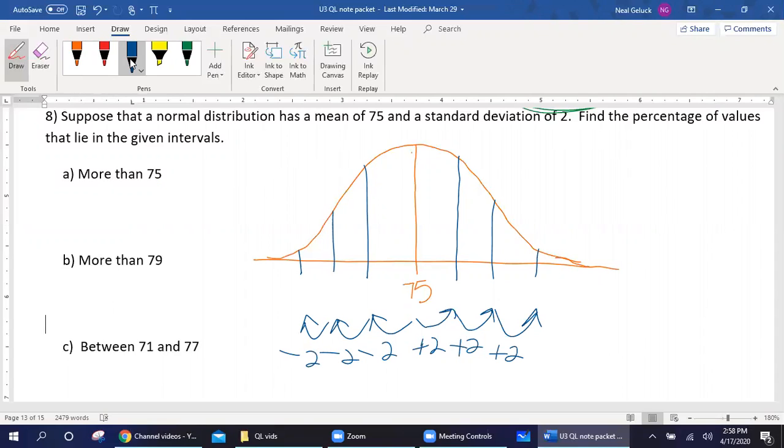So the numbers on here, and you don't necessarily have to write those +2s and -2s, but the numbers are going to be 77, 79, 81. So that was adding 2, 81. Over on the other side, it's going to be -2, so 73, -2, 71, -2, 69.